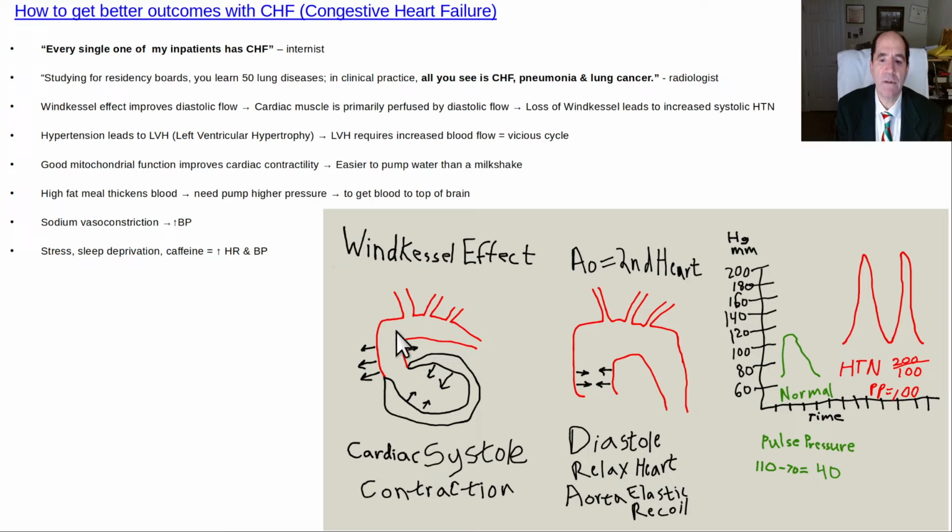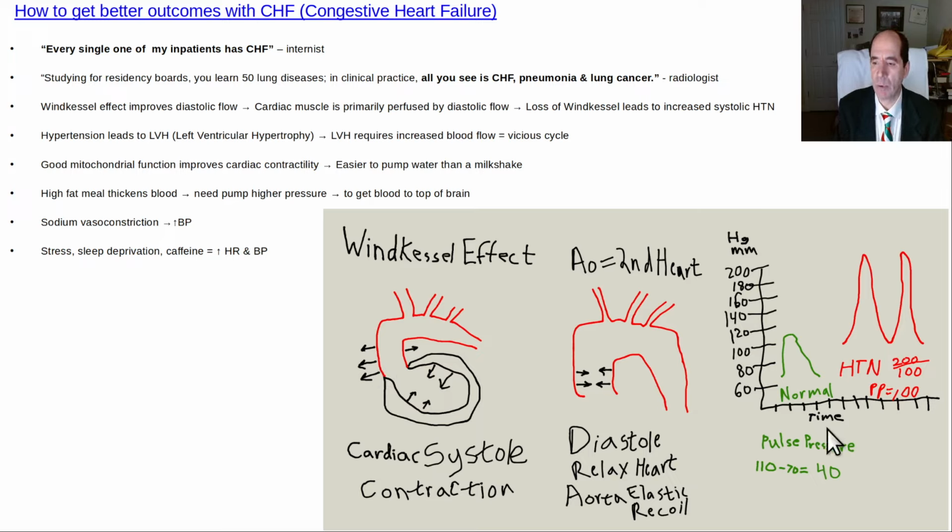The Windkessel effect is the ascending thoracic aorta. The heart, left ventricle pumps blood into the ascending thoracic aorta. It stretches outward by the force of that contraction. It has a lot of elastic fiber, so during cardiac relaxation, it recoils inward, and that propels blood during diastole. Systole means contraction, the Greek word for when the heart contracts to pump blood. Diastole is when the heart relaxes, and that's the time when the elastic recoil of the ascending thoracic aorta comes inward to push blood during diastole.